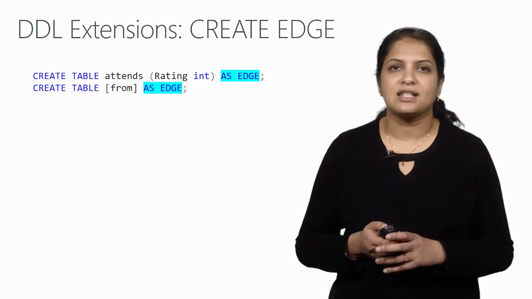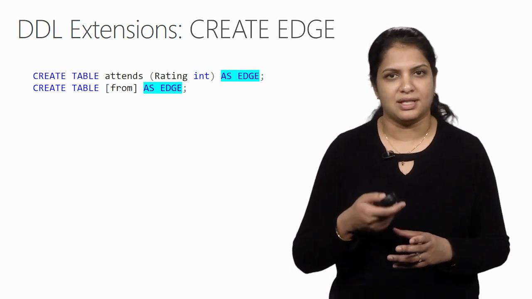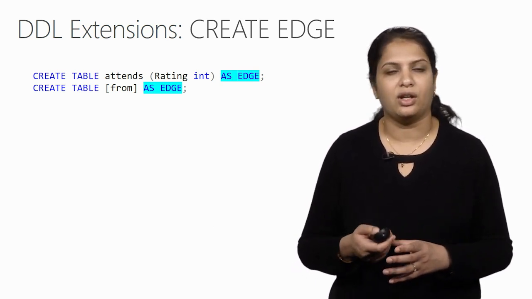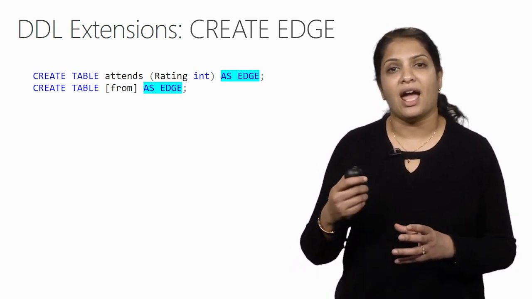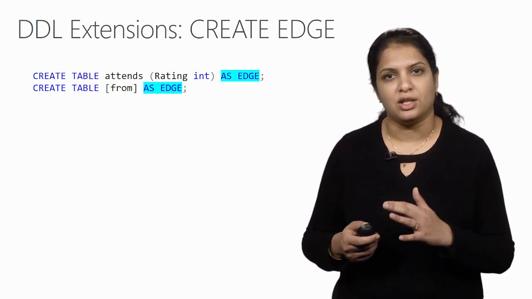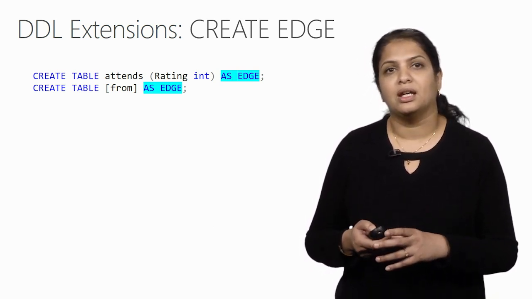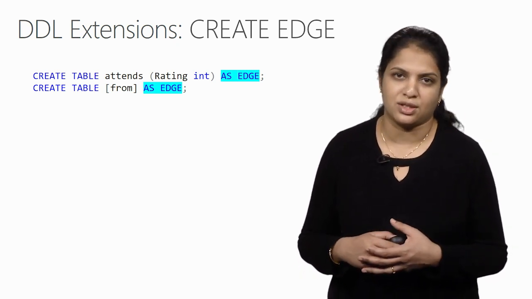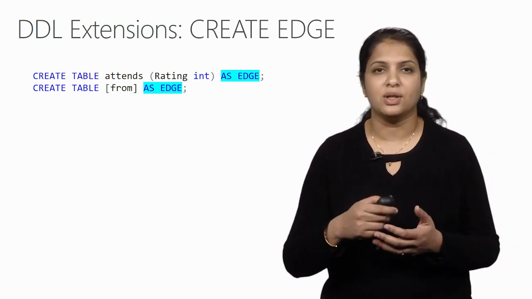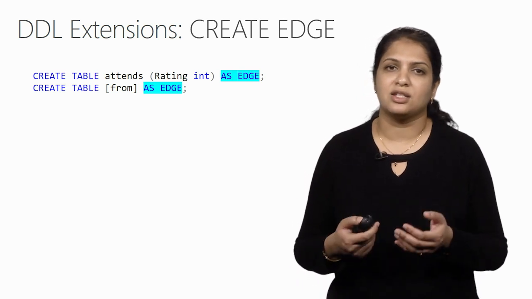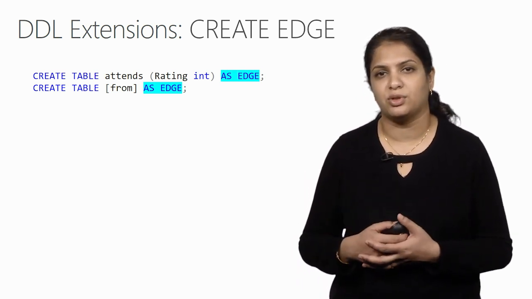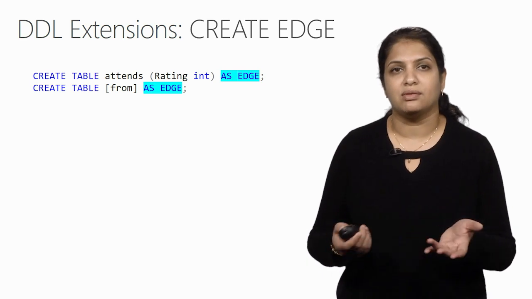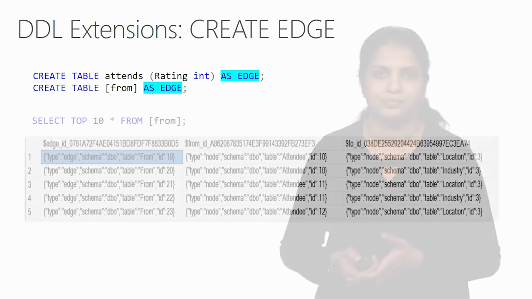Let's look at the syntax for create edge. It is again straightforward, just like creating a regular table. You just add the AS EDGE keyword in the end to create an edge table. And edges may or may not have any user-defined attributes associated to them. For example, here you can see that the from edge does not have any user-defined attribute associated to it, right? So it has no columns basically.